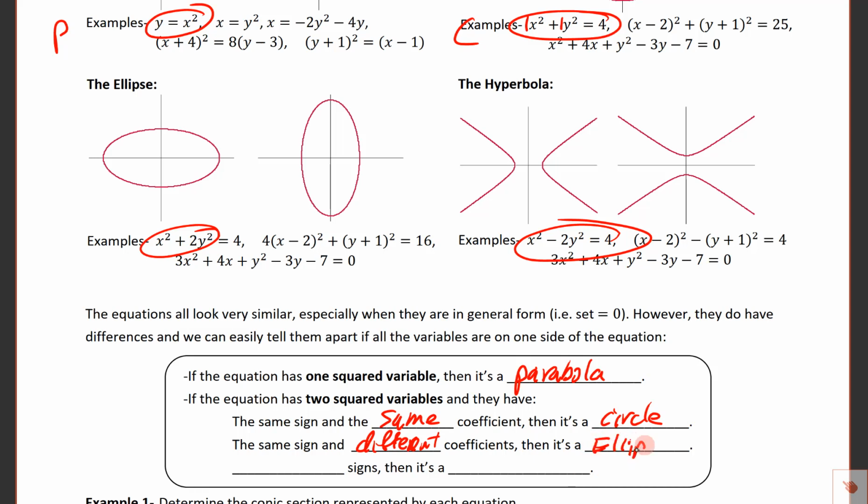And then the only other one that's left here is a hyperbola, and let's see if we can tell what's going on here. Again, all three of these have two squared variables, but as long as they have different signs, it's okay if they have different coefficients. As long as one's positive and one's negative, then it's got to be a hyperbola. So we're going to write different signs, then it's a hyperbola. My penmanship's horrible here, we'll try and make that look a little bit better.